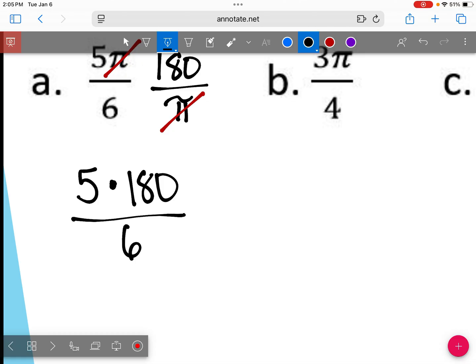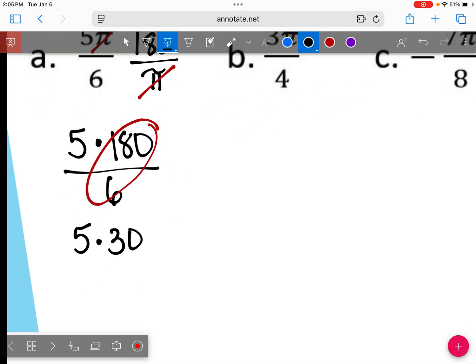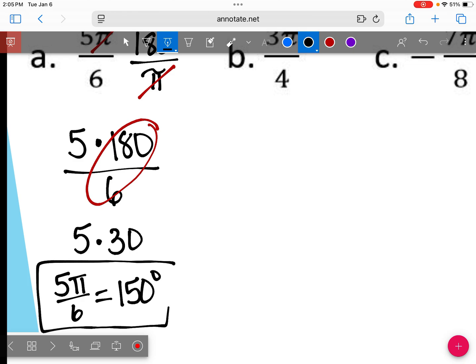How many times does 6 go into 18? 3. So if 6 goes into 18 3 times, then 6 goes into 180 how many times? 30. Good. So I'm going to start off by doing that first. Then I'm only left with 5 times 30, which we know is 5 times 3, so what's 5 times 30? 150. So 5 pi over 6 is equal to 150 degrees. That is my answer.